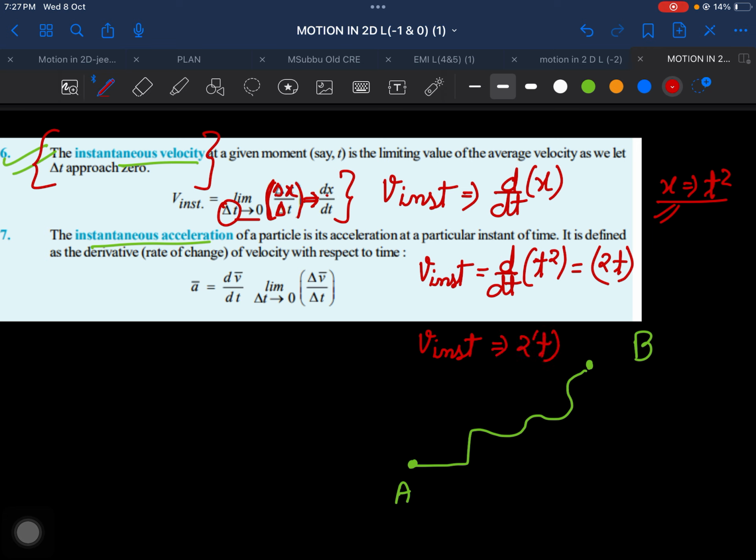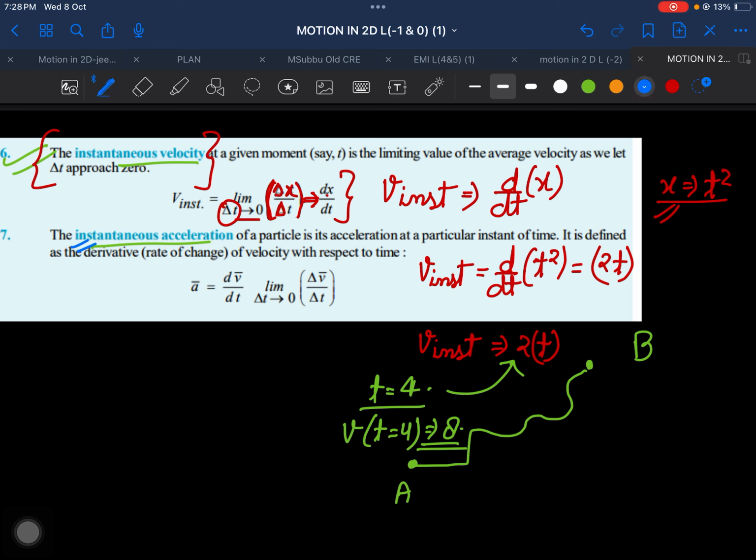If you have to find the velocity at t equals 4, you will simply put t equals 4 here. Suppose at the 4th minute, your velocity will be simply equal to 8 meter per second. That's it, right? This is the simplest way I have told you to find the instantaneous velocity. Clear? Now let me tell you what instantaneous acceleration is.